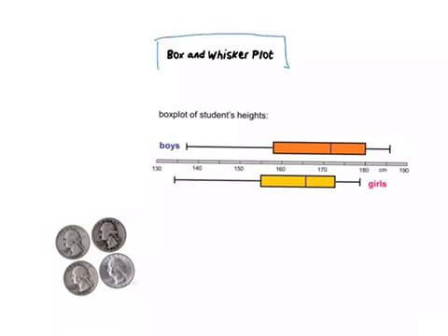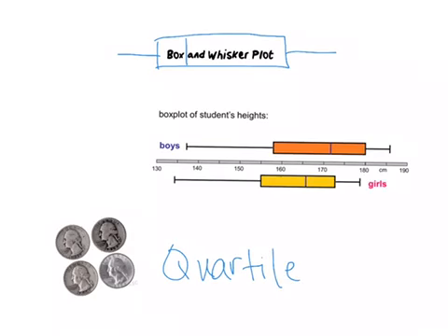Today we're looking at box and whisker plots. And that's going to be a way to graphically represent data. A major vocabulary word is the word quartile. We're going to be breaking things down into quartiles. Think of quarters, having 4 quarters.